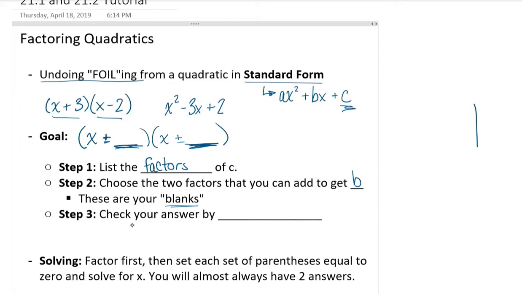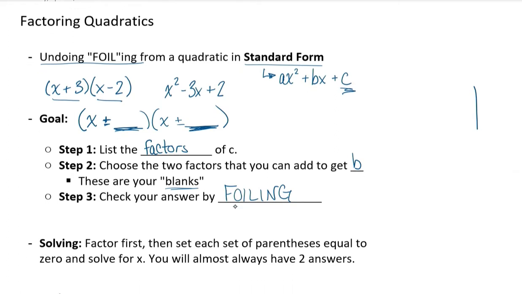And step 3, which is kind of optional, you can check your answer by FOILing. You can go back and FOIL it to see if it gives you the original one. So that's a way that you can check your work.